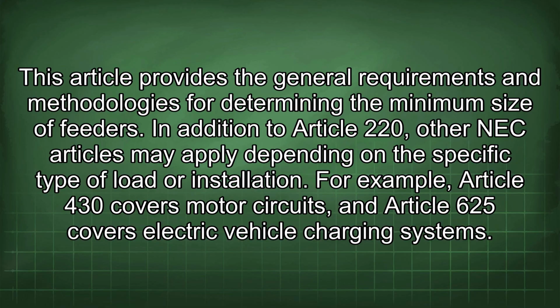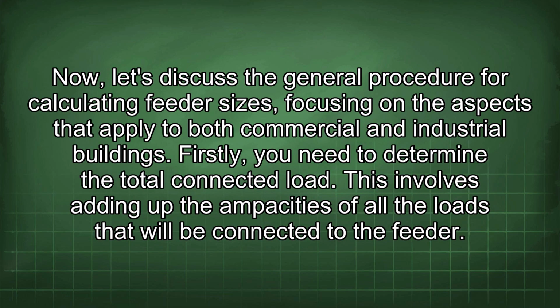In addition to Article 220, other NEC articles may apply depending on the specific type of load or installation. For example, Article 430 covers motor circuits, and Article 625 covers electric vehicle charging systems. Now let's discuss the general procedure for calculating feeder sizes, focusing on the aspects that apply to both commercial and industrial buildings. Firstly, you need to determine the total connected load.